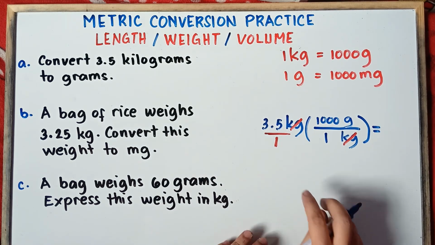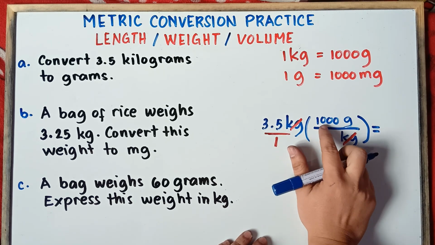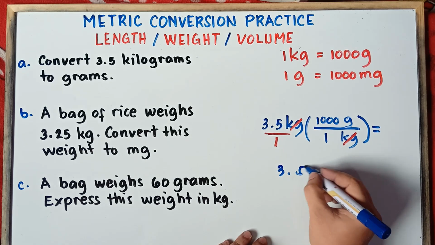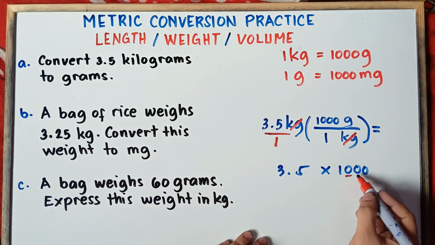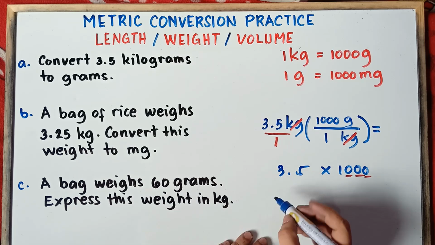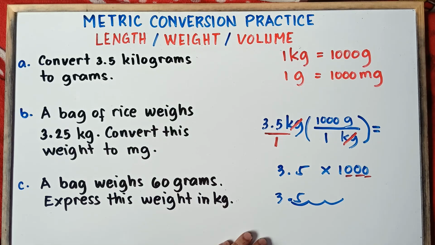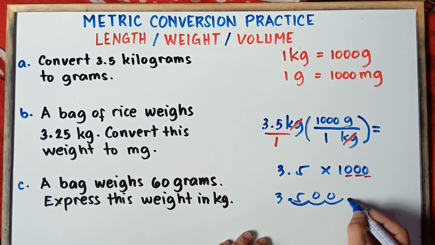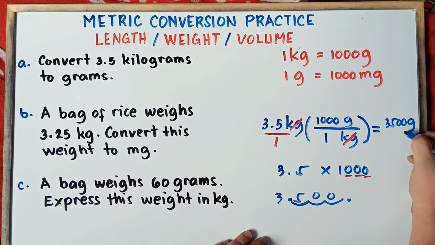Then equals. So multiply the numerators. 3.5 times 1,000. If you're multiplying by 100 or 1,000 or 10, simply count the number of zeros. So you move 3 units to the right because you have 3 zeros. Starting from the decimal point, 1, 2, 3. Therefore, class, we need to add 2 zeros. And the decimal point will be here. So our answer would be 3,500. Do not forget the units, grams. Over 1 times 1 is 1.